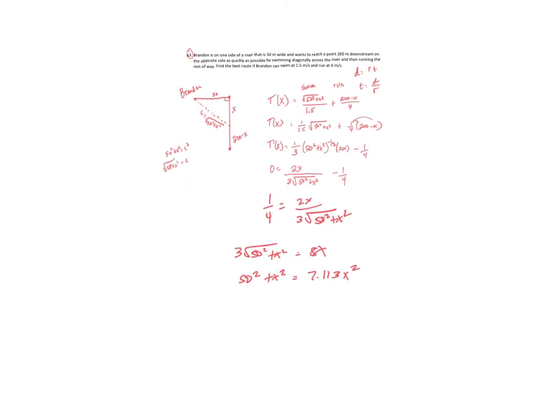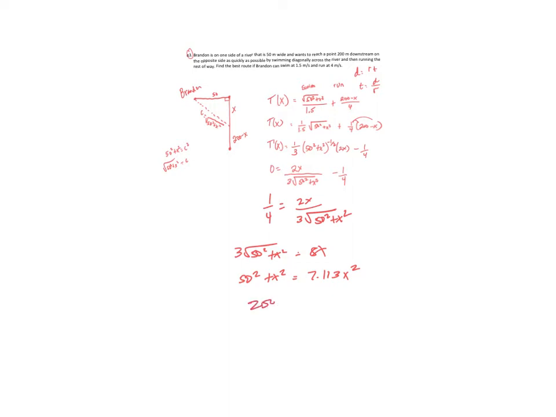If I divided by 3, and then I squared, that would bring me to 50 squared plus x squared is equal to 7.113x squared. Of course, this is a calculator active question. I wouldn't expect all this without a calculator. And then keep solving, right? I don't have a b term, so I don't have to worry about the quadratic formula or factoring. I can just combine like terms.